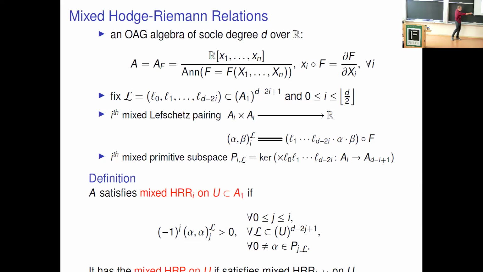And we'll say mixed Hodge-Riemann property if it satisfies Hodge-Riemann in degree d over 2 floor, which is the maximum possible. So it's a little bit more complicated, and it's a little bit more general as well. Notice that if I just choose all my linear forms to be the same, this really becomes the ordinary Hodge-Riemann again.